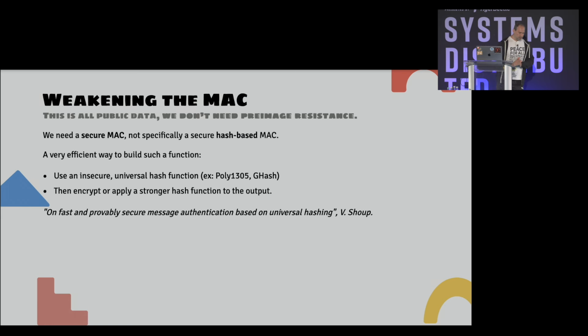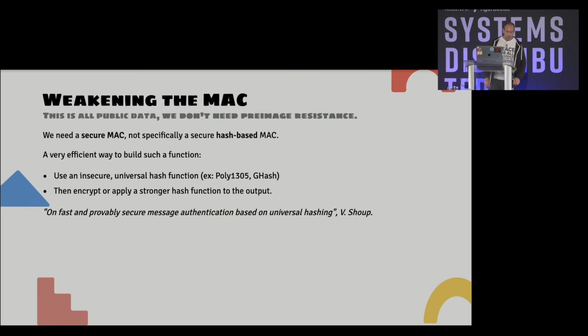HMAC is based on hash functions, which means that when we have this output, we can't find an input. That's cool. It's a super useful property. However, for authentication, we don't care, because we have the input. So we can weaken the authentication code a little bit and use a secure MAC. So MAC is just an authentication code. So we can use something which is going to be a little bit less secure, but we absolutely don't care in the case of authentication.